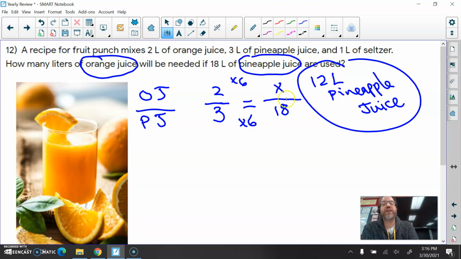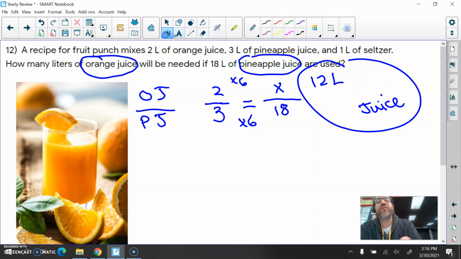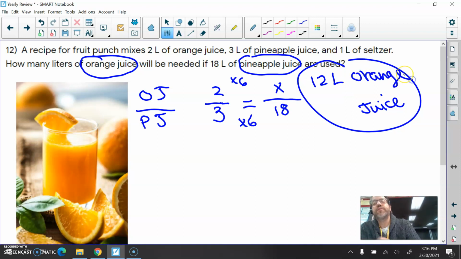Yeah, 12 liters of pineapple juice. Of orange juice. I have the wrong label, don't I? We get 12 liters of orange juice. Yeah, I thought something seemed a little off there when we use 18 liters of pineapple juice.